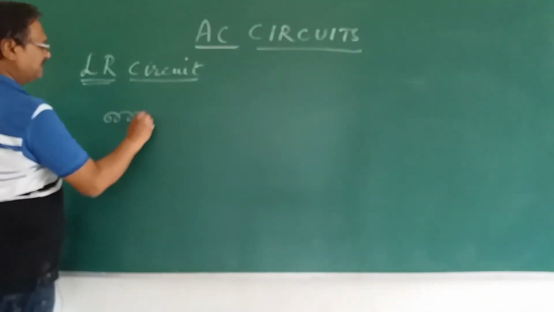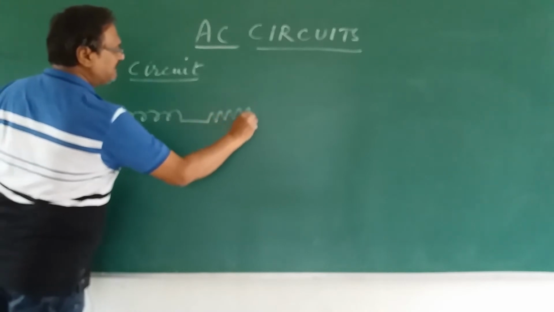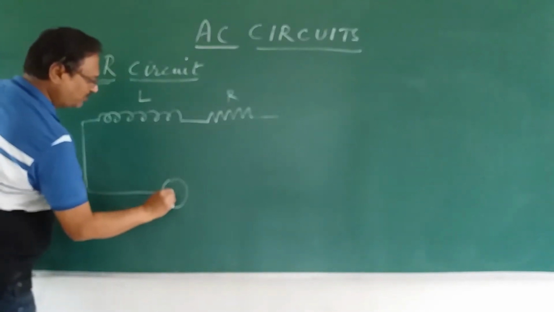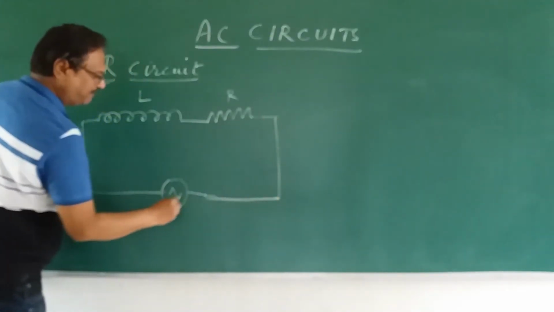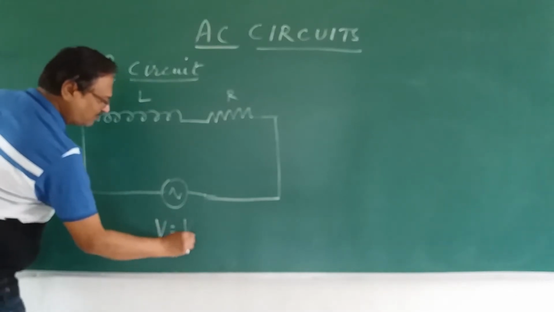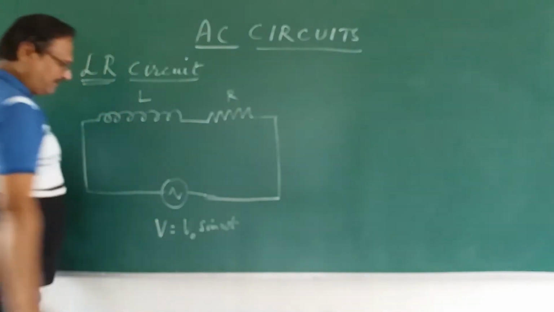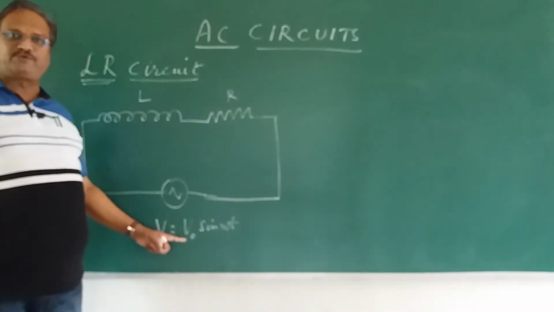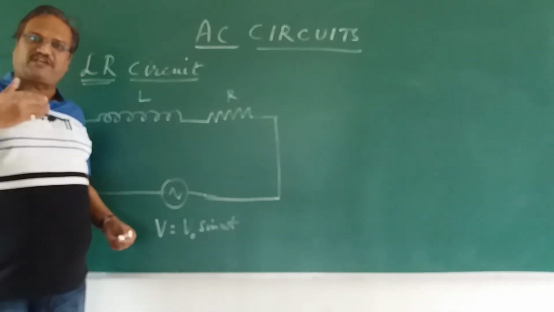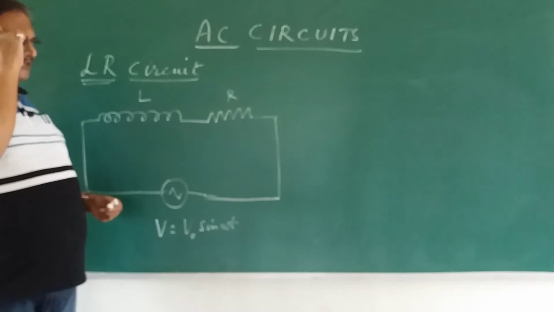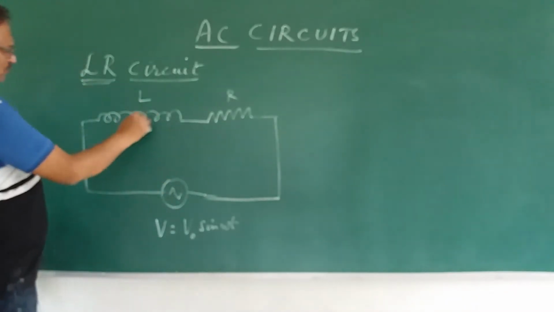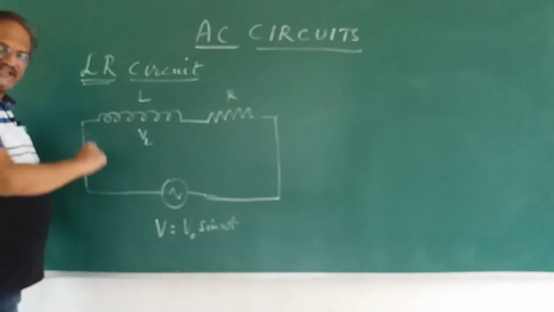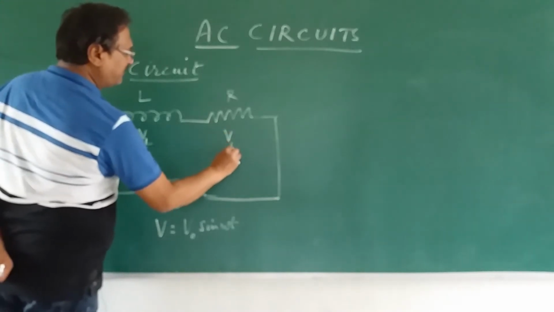LR: L is an inductor, R is a resistor, and this is connected to an AC input. We know that the AC input is given by V equals V naught sine omega t. Keep this in mind: V is the RMS value, V naught is the peak value, and omega t is the angular frequency changing with time. The current is flowing through, and there is a potential difference. Across the inductor the potential difference is VL, they are in series, and across the resistor it is VR.